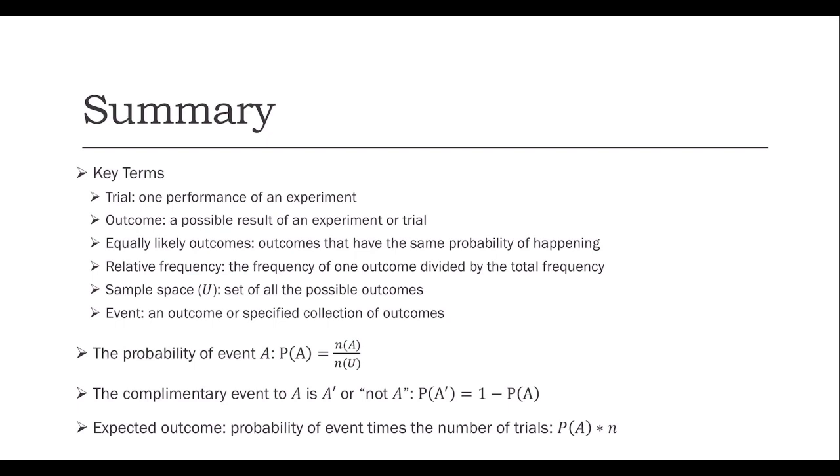The probability of event A is P of A equals the number of A over the number in the set. The complementary event to A, or A prime, or not A, is 1 minus the probability of A, and the expected outcome is the probability of the event times the number of trials.